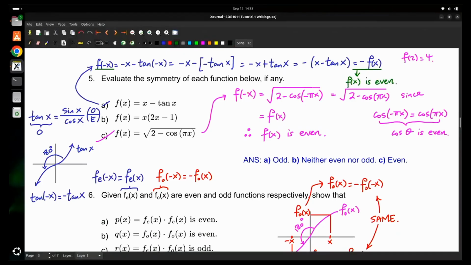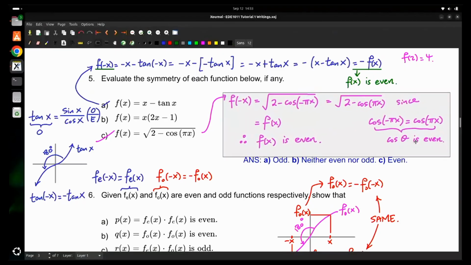Any objections? Oh, sorry, it's odd. Not even, odd, because there's a minus. Thanks. Is that alright?